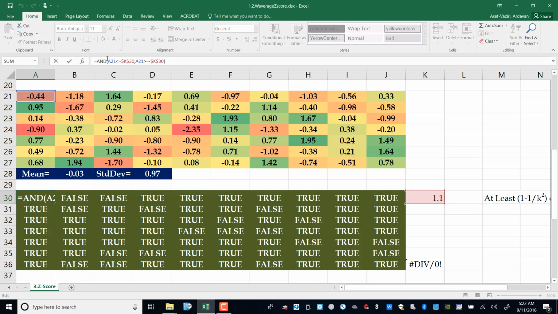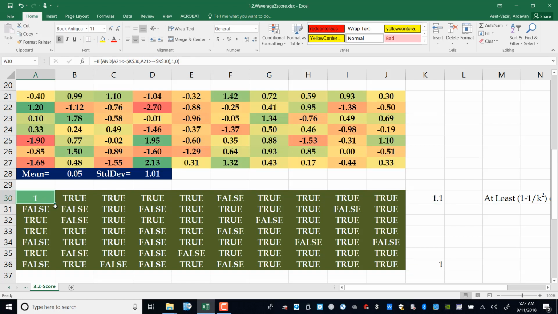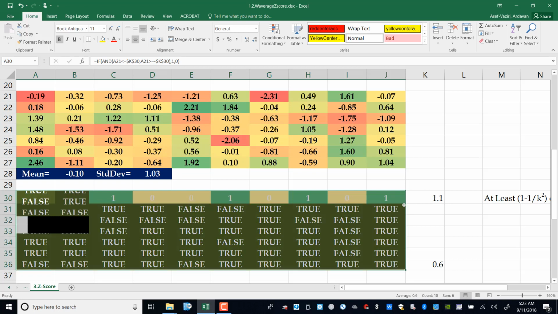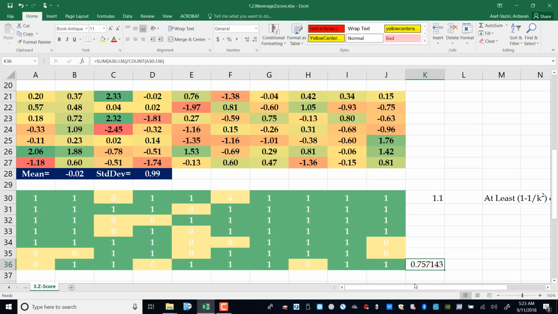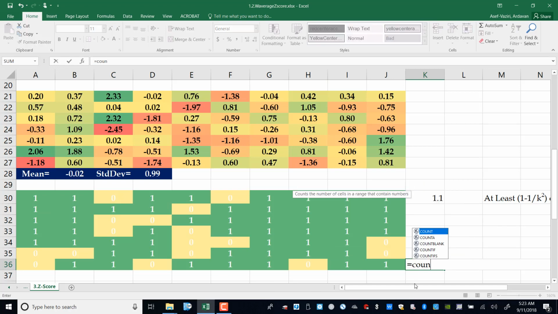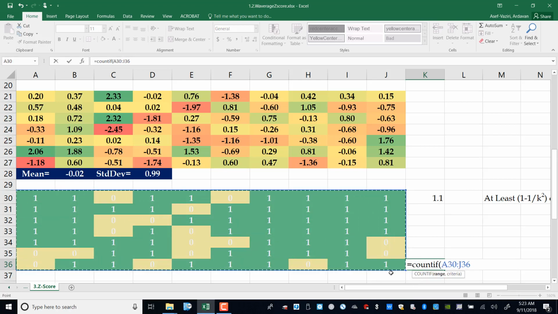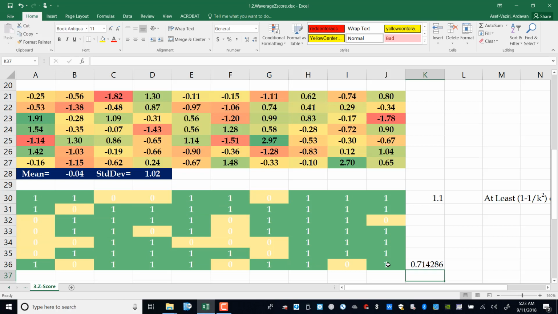If it is within that range, put 1, otherwise put 0, and enter. Okay, now 1, 1, 0, 1, 0, and so on and so forth. And if I count them, equal to COUNTIF, select the range. If that one is equal to 1, count it, divided by count. So that is the count of those which are in that range divided by the overall count. And that would be 71.